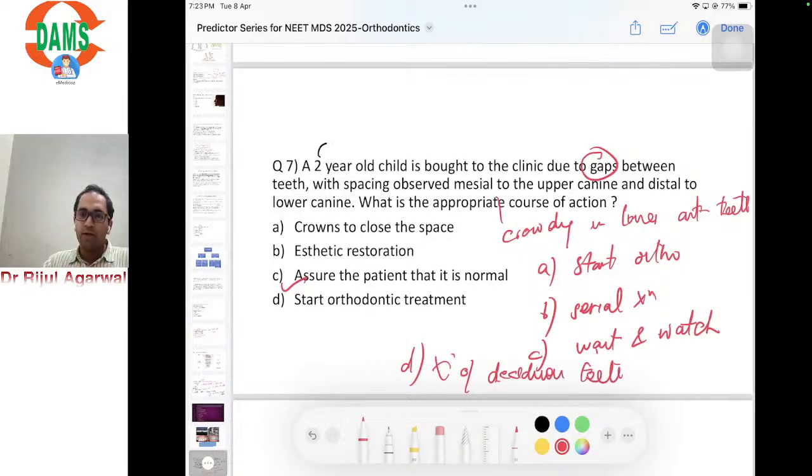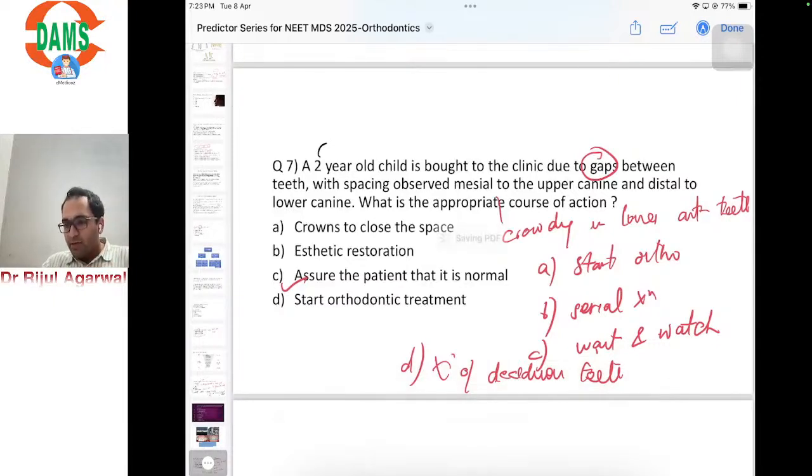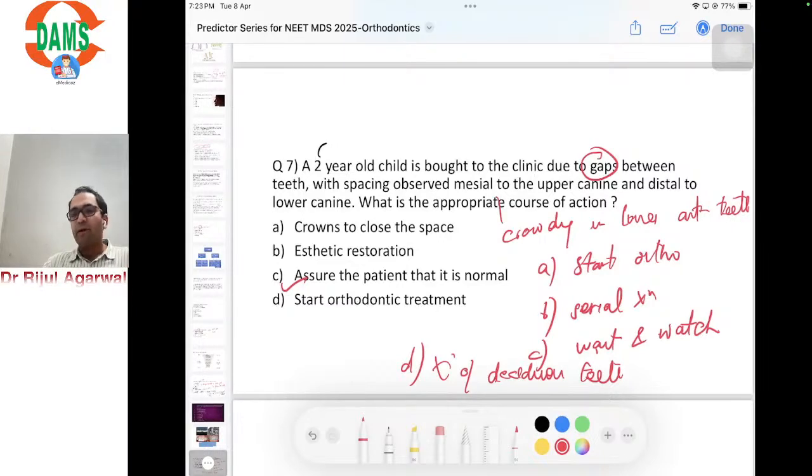What will be the correct answer here? Again a child. Okay, so just remember that no treatment till mixed dentition. Whether there is crowding or spacing, you cannot do anything. Crowding, definitely it's possible that in the permanent dentition there will be crowding based on the probability of prediction chart which I have told you.